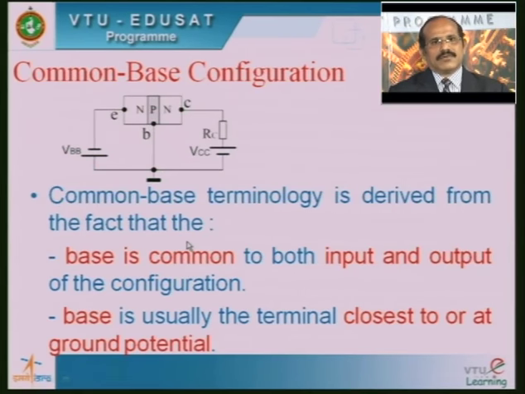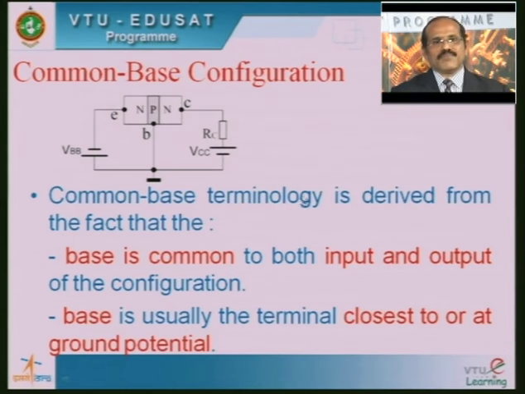Now, let us see in detail the common base configuration of the bipolar junction transistor. Here we have considered an NPN transistor. This N acts as the emitter, the middle layer acts as the base, and the extreme right N layer acts as the collector. The emitter N layer is connected to the negative terminal of the VBB with reference to base. Therefore, the emitter base junction is forward biased, whereas the collector, the extreme right N, is connected to the positive terminal of the VCC with reference to the base, and therefore this will be reverse biased.